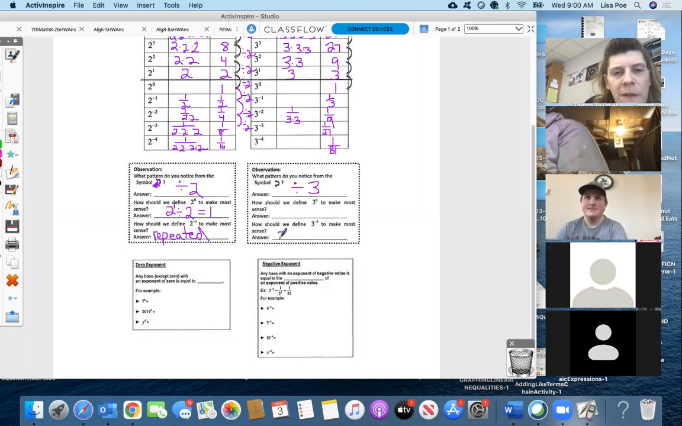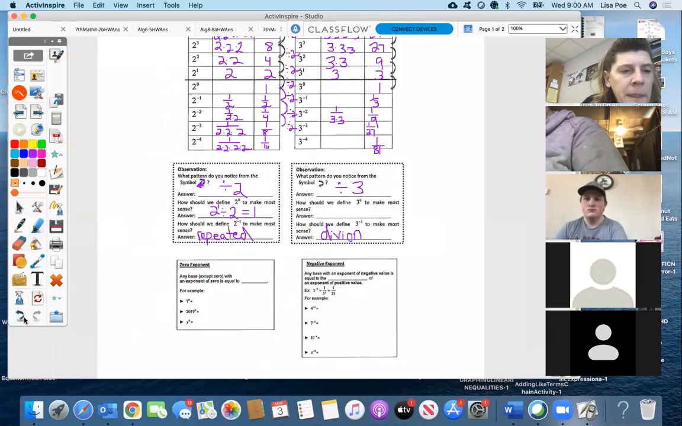It's repeated division. So instead of repeated multiplication with positive powers... Okay, so these are the types of problems you're going to have. Well, first of all, let's do this. Any base except 0 with an exponent of 0 is equal to what number? Remember up here?